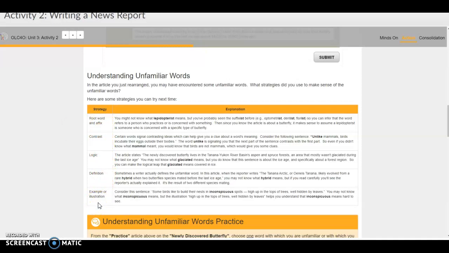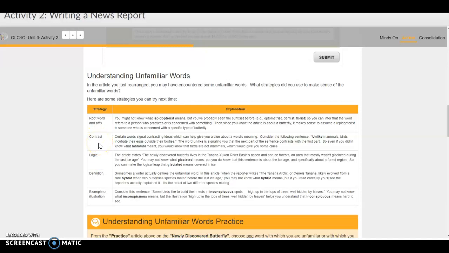Some of them I think you're probably already going to be familiar with. Like, for example, finding the definition for a word is certainly one way to make sure that you understand its meaning. But you can also use logic. You can use a logical reading of the sentence and then figure out logically, based on the other words in the sentence, what that word could mean. You can also use contrast.